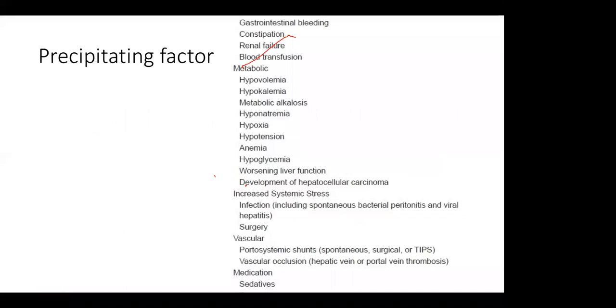The precipitating factors, if you look at this big table, are lots and lots. I'm going through it quickly, starting with GI bleeding, which might precipitate encephalopathy for sure, constipation or renal failure, and in case of blood transfusion, or metabolic abnormality like hypovolemia, hypokalemia, metabolic alkalosis, hyponatremia, and hypoxia, hypotension, or anemia, or hypoglycemia, or in case of increased systemic stress like infection or post-surgery, and of those patients for sure with portosystemic shunt, either surgical or non-surgical, or medication like sedatives or any drugs that lead to sedation of the brain, it can precipitate hepatic encephalopathy.